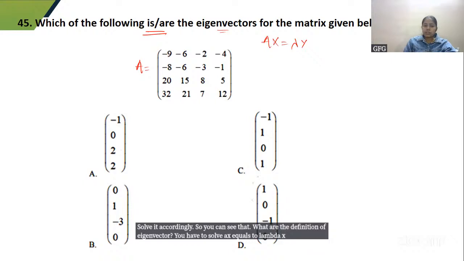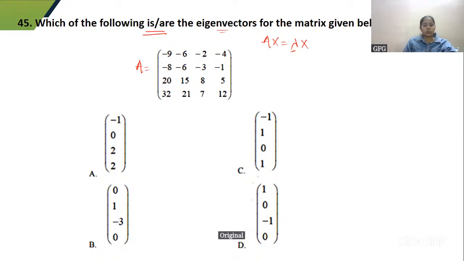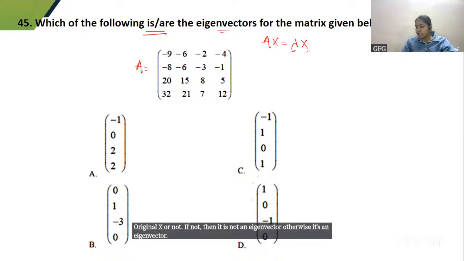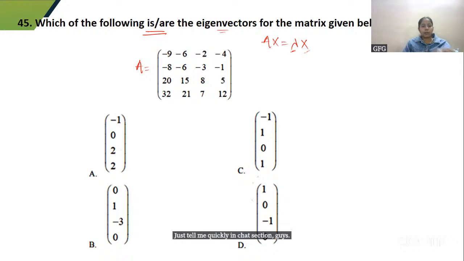Now here lambda is not given, right? So you have to put x and see if, after taking some constant out, you are getting your original x or not. If not, then it is not an eigenvector, otherwise it's an eigenvector. Just tell me quickly in the chat section, guys, which of them are eigenvectors or not.